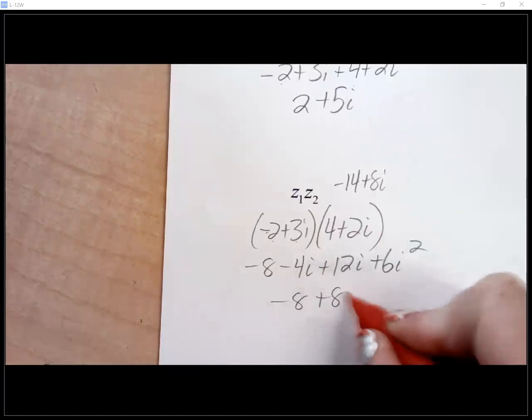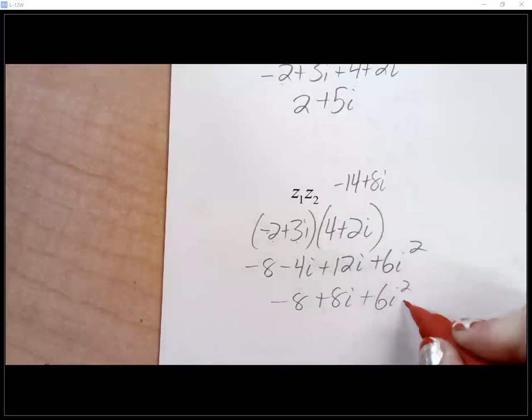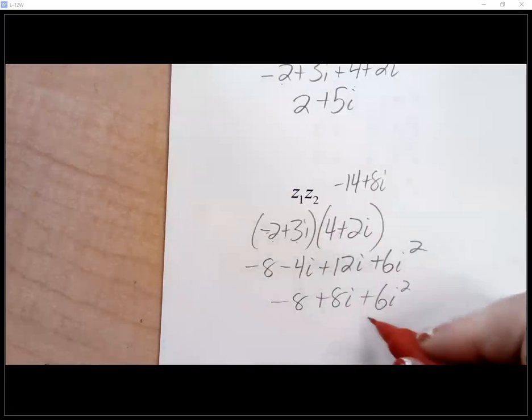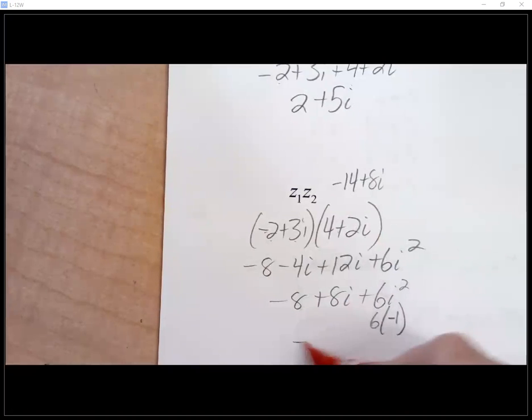But now please be careful. Whenever you see an i squared, what's it really? -1. So this is really 6 times -1. So you've got a -6 right there. So -6 and a -8, that's where that -14 is coming from.